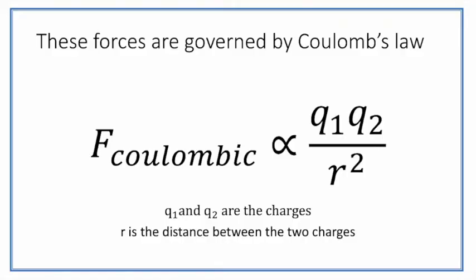Periodic trends happen because of the different forces that are working on the electrons. These forces are governed by Coulomb's law, which you should be familiar with. The Coulombic force is proportional to the product of the charges involved, divided by the square of the distance between the nuclei of the two charges. And note that this is an inverse square law. If you're familiar with gravity, this is very similar.